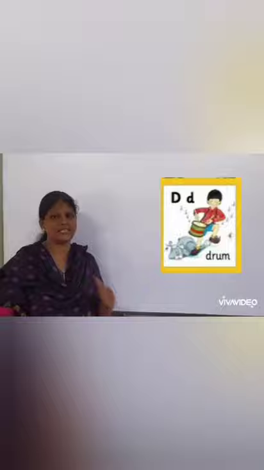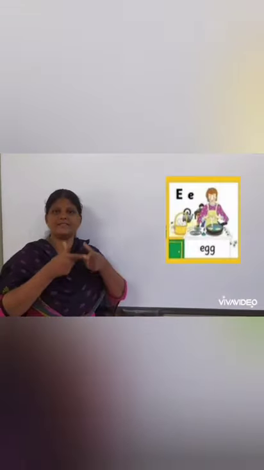Come on, let's start. A says a. A, a, ants. Children, repeat. A says a. A, a, ants. B says b. B, b, bat. C says k. K, k, castanets. D says d. D, d, drum. E says e. E, e, egg.